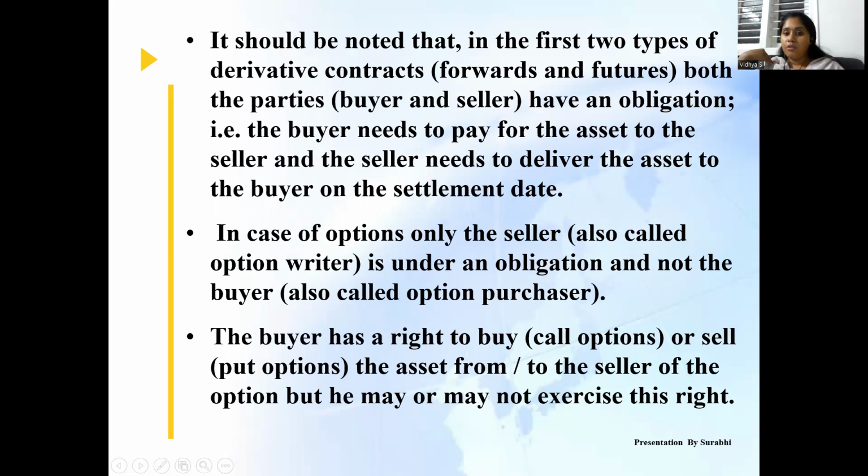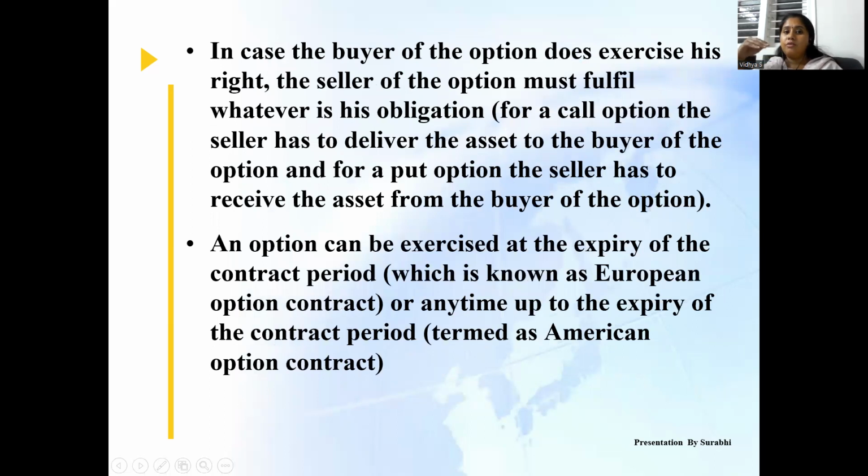In case of an option, only the seller, also called the option writer, is under an obligation, not the buyer, also called the option purchaser. The buyer has the right to buy, which is called a call option, or the right to sell, which is the put option, but he may not exercise the right. An option can be exercised any time up to the expiry of the contract period.